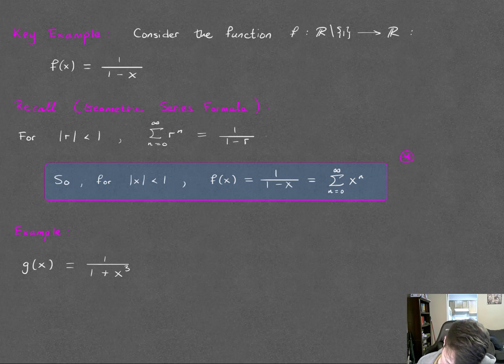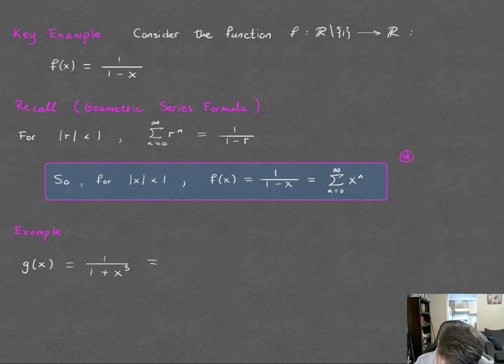Now, I want to think about how I can manipulate this star, this box. So x again is just a letter, r is just a letter. I could feasibly write 1 over 1 minus r is equal to the sum from n equals 0 to infinity of r to the n, and all I would need is that the absolute value of r is less than 1. So, if I can represent g as 1 over 1 minus something, which I can do by writing g is 1 over 1 minus x cubed.